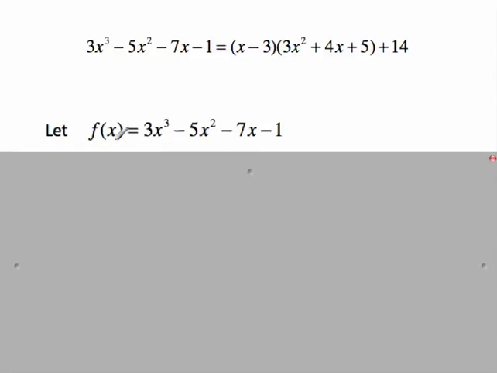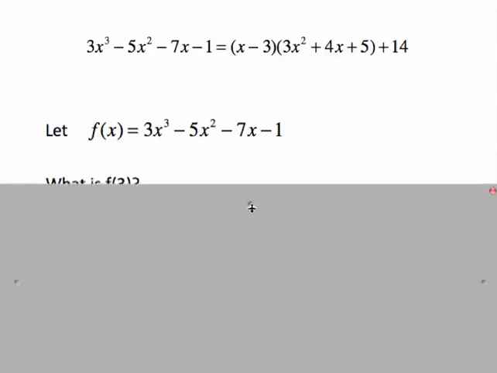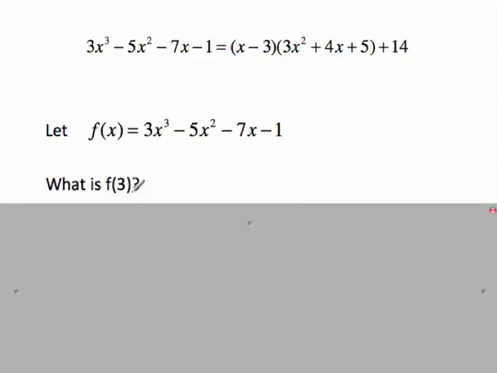Now, I'm going to name this f of x, this function that we've been dealing with all along. And now I'm going to ask, well, what's f of 3? Now, I haven't picked 3 by chance. I'm picking the number 3 as the number that makes the divisor equal to 0. In fact, we encountered that number before when we were looking at synthetic division. It was the number we wrote on the left.